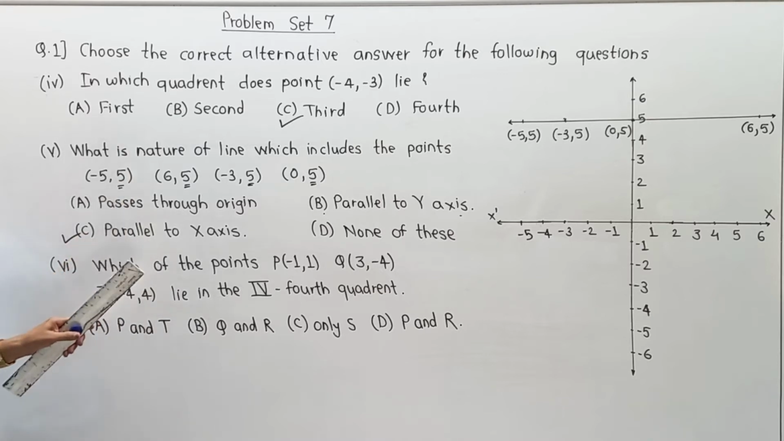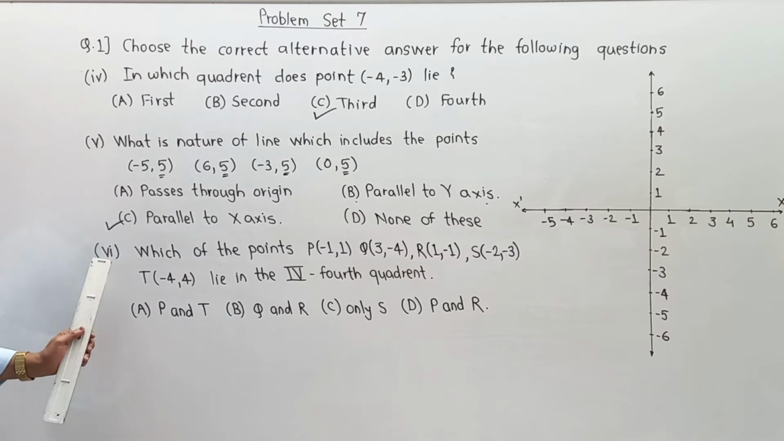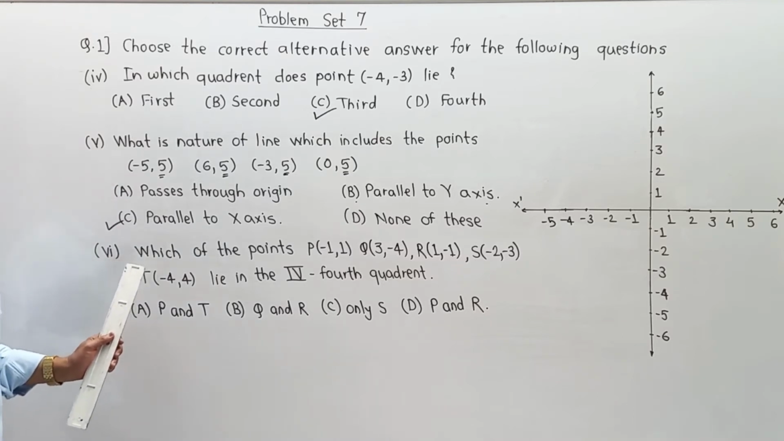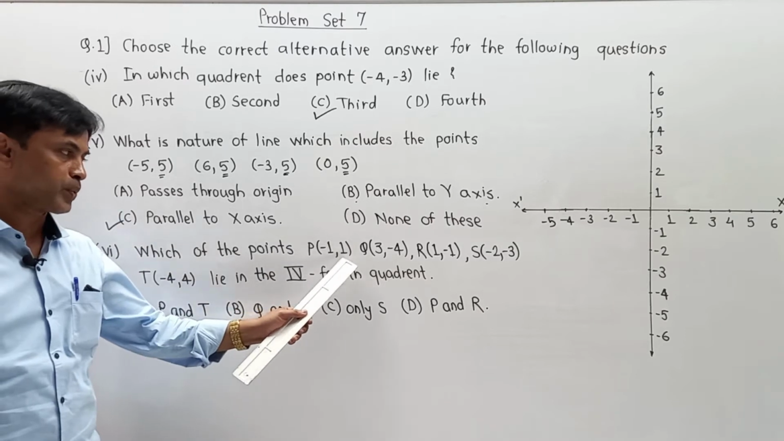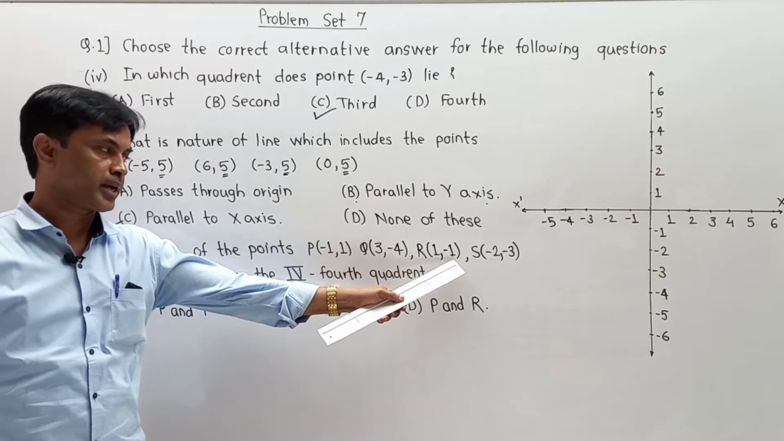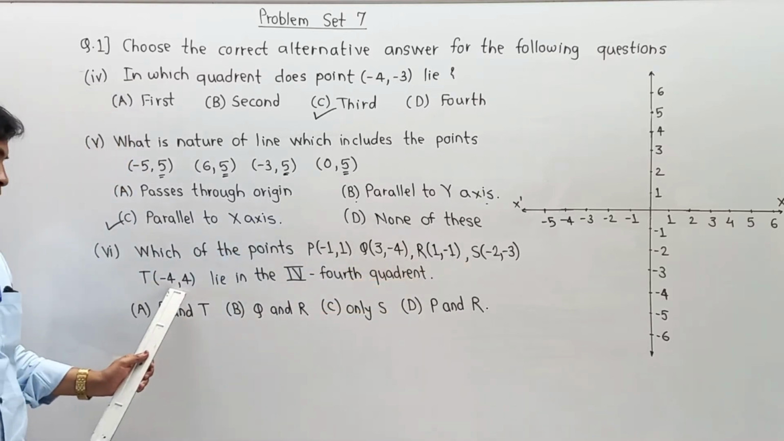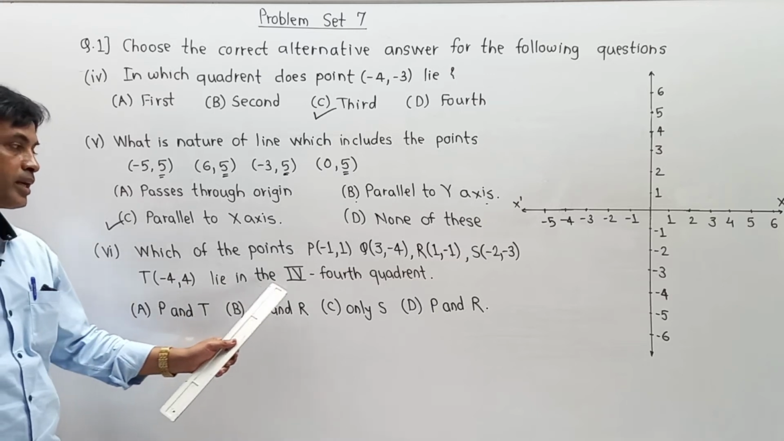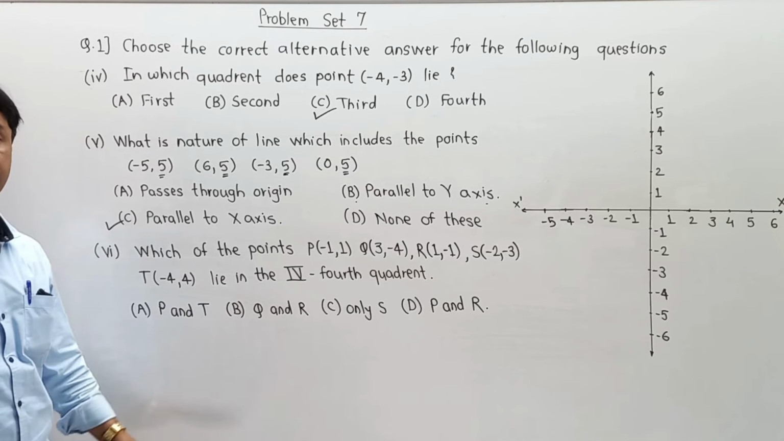In the same way, we are moving to question number 6. Which of the following points P -1, 1, Q 3, -3, R 1, -1, S -2, -3, and T -4, 4 lie in the fourth quadrant? They have given the options with the point names.